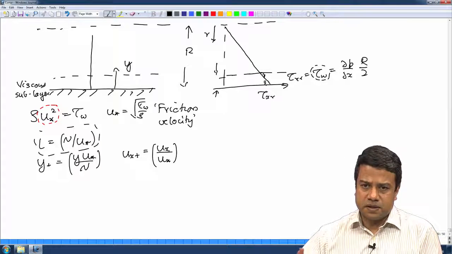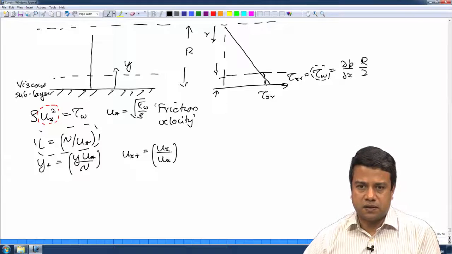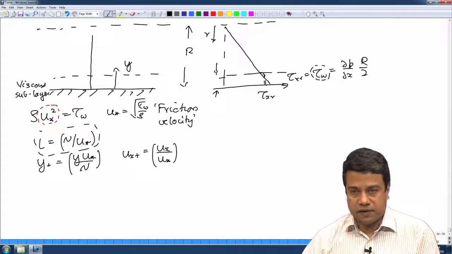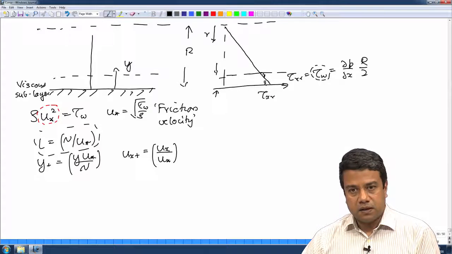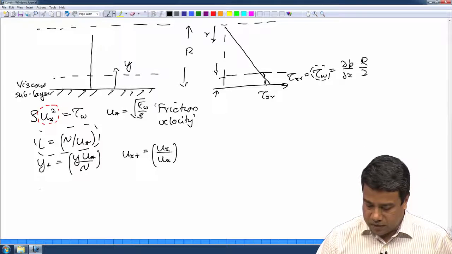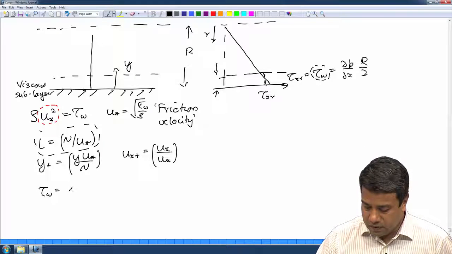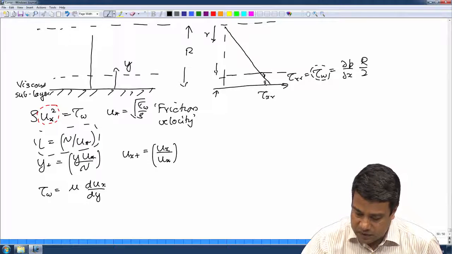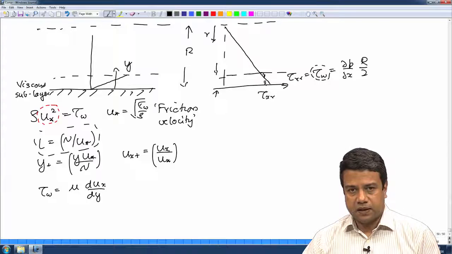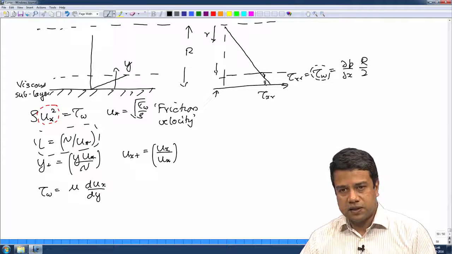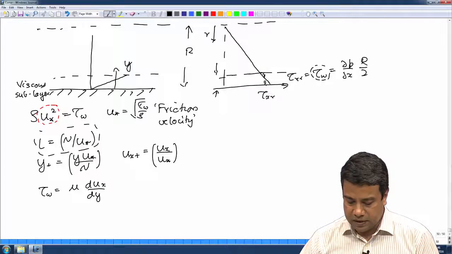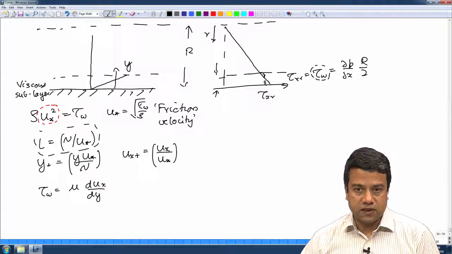And this comes out of the assumption that the shear stress is approximately constant across this region, so that I can get only one dimensional parameter, the shear stress, or alternatively the friction velocity. Now, close to the wall, the wall shear stress has got to be equal to mu times dux by dy, if the flow is purely viscous. There are no turbulent fluctuations because they get damped out by the time they come close to the wall. The wall shear stress is just mu times dux by dy.